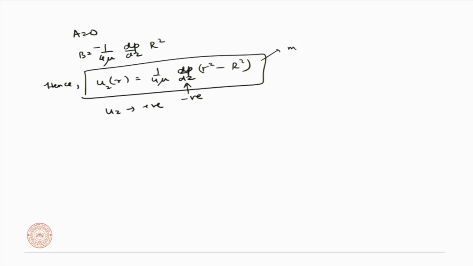This will be maximum at r equals to 0, and this will be minimum or actually equal to 0 at r equals to R at the wall condition. So, this is our Hagen-Poiseuille flow. Right. So, now you have an understanding of how these equations behave. Let us try to normalize these equations and see what we can get.